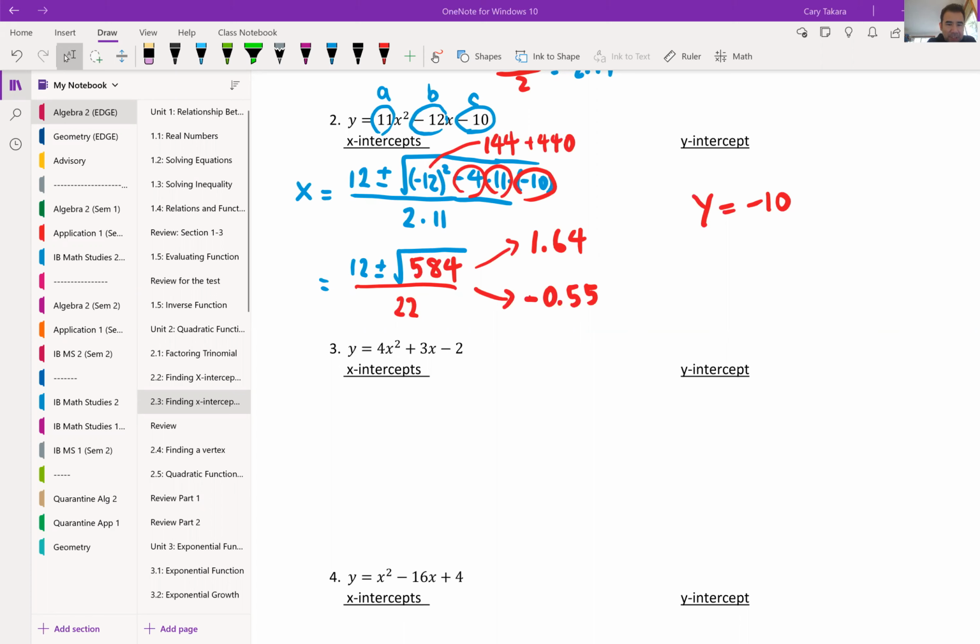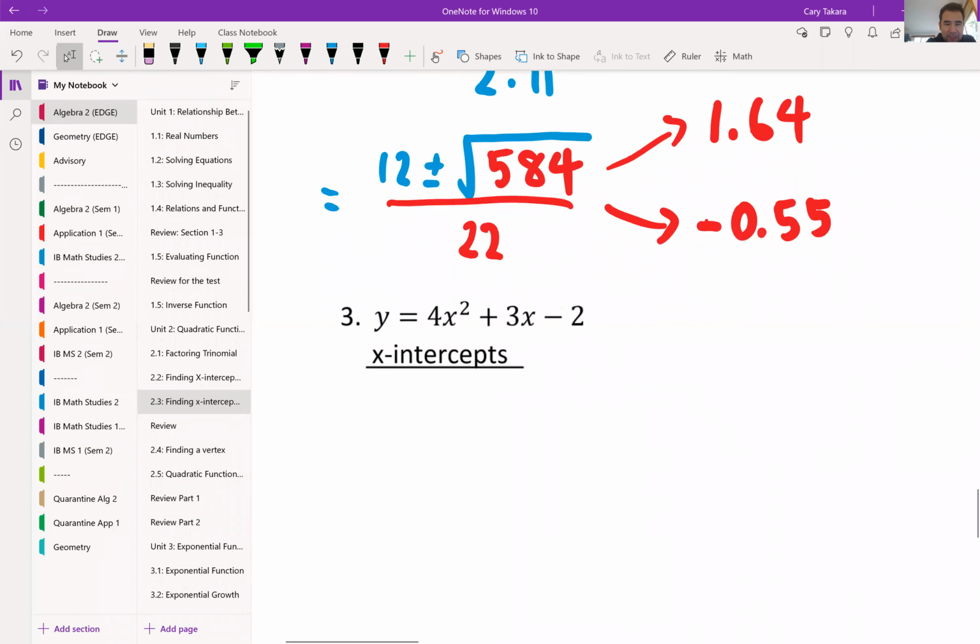So first, let's identify A, B, and C. A will be 4, this 4, right? And B is this positive 3, and C is negative 2. Okay.